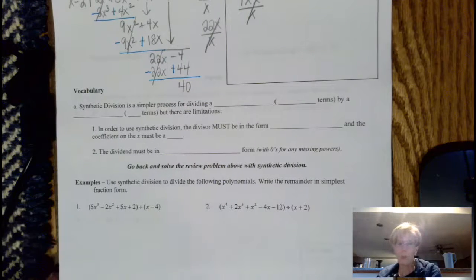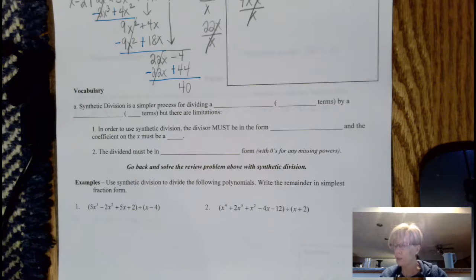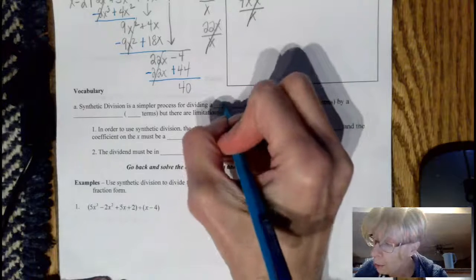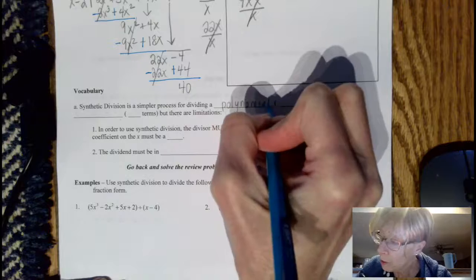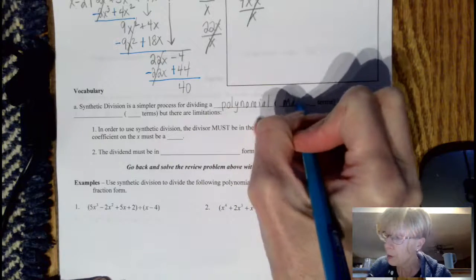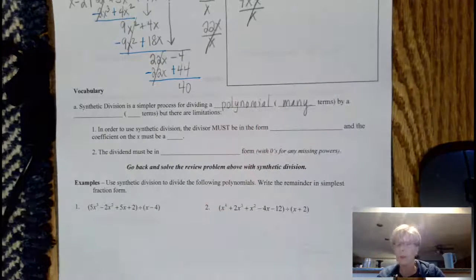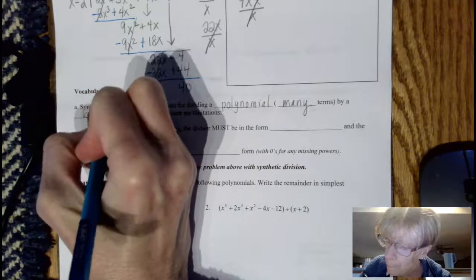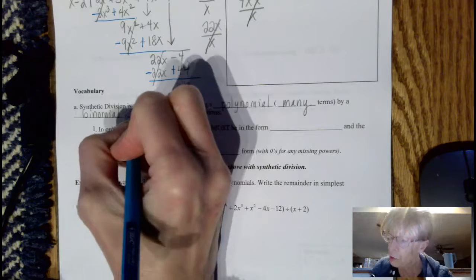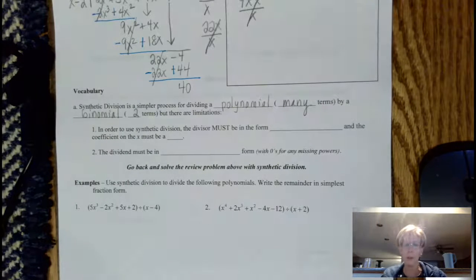Synthetic division is what we're going to focus on now. Synthetic division is a simpler process for dividing a polynomial, which is many terms, by a binomial, which is two terms, but there are limitations. In order to use synthetic division, the divisor must be in the form of x minus some number or x plus some number.